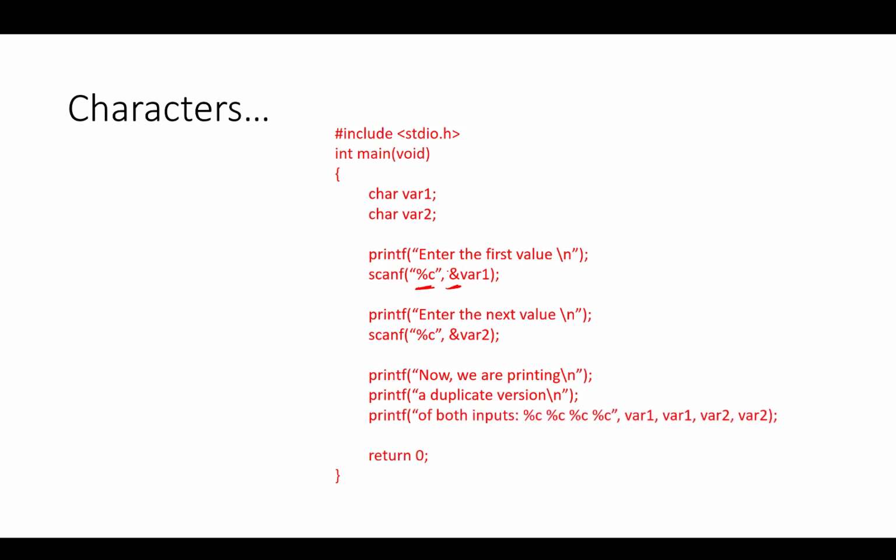In this case, I have %c four times, and then I must have 4 variables. Since you have 4 %c, you have to have 4 variables. And in this case, I wrote just var1, var1, var2, var2. So for example, if the user entered A here and B here, what will be printed on the screen? Now we are printing a duplicate version of both inputs, and you will get finally A, A, B, B. Okay, let's see that very quickly.